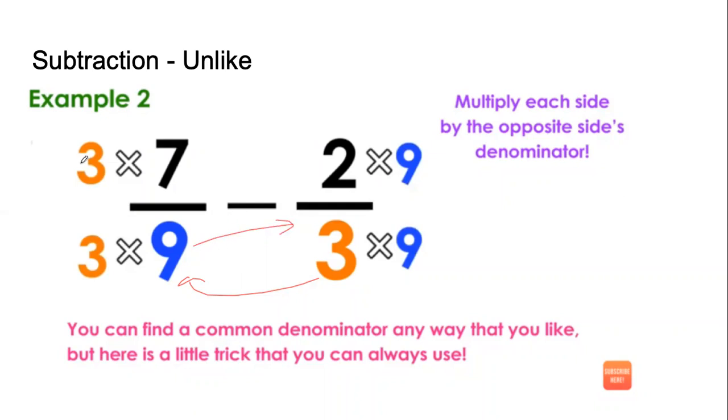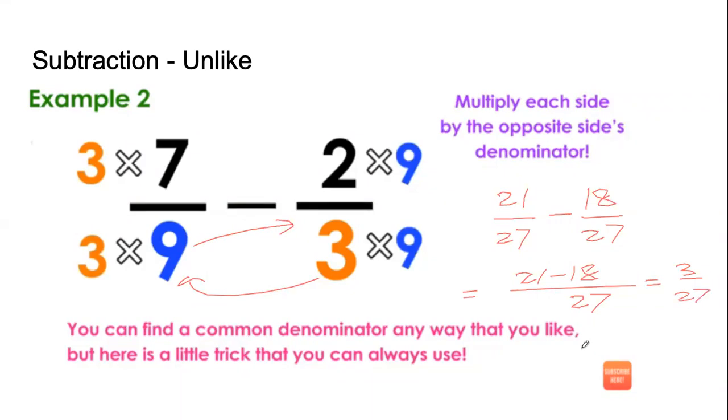When we do that, 7 into 3 becomes 21, 9 into 3 becomes 27, minus 2 into 9 becomes 18, 3 into 9 becomes 27. Now we take 27 common. 21 minus 18 is 3 by 27. Of course, it's not in the simplest form, but this is a correct answer.